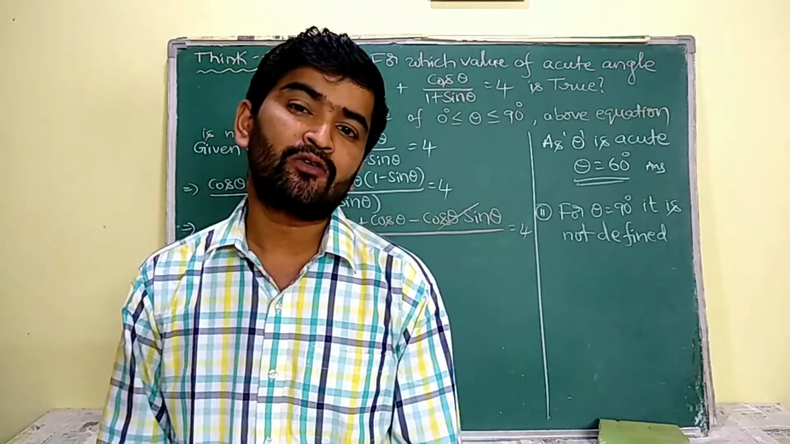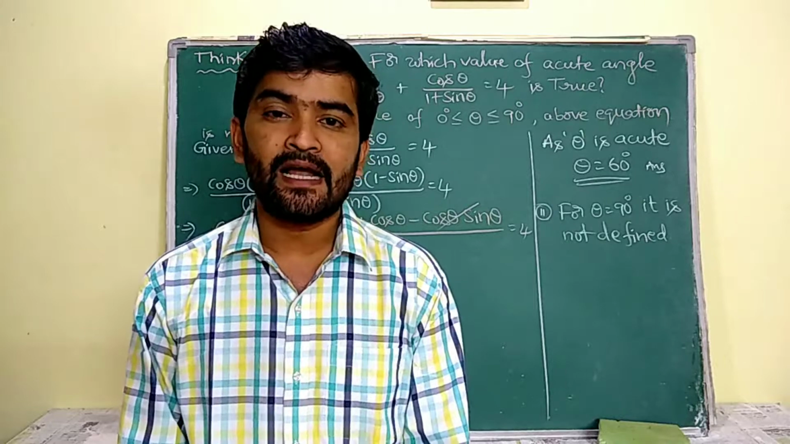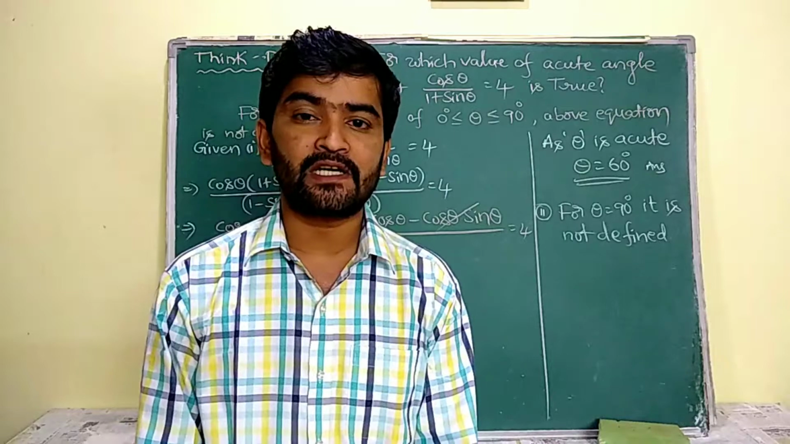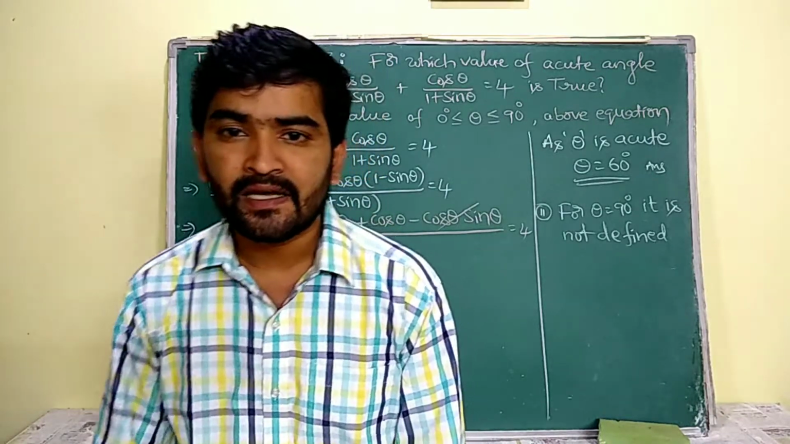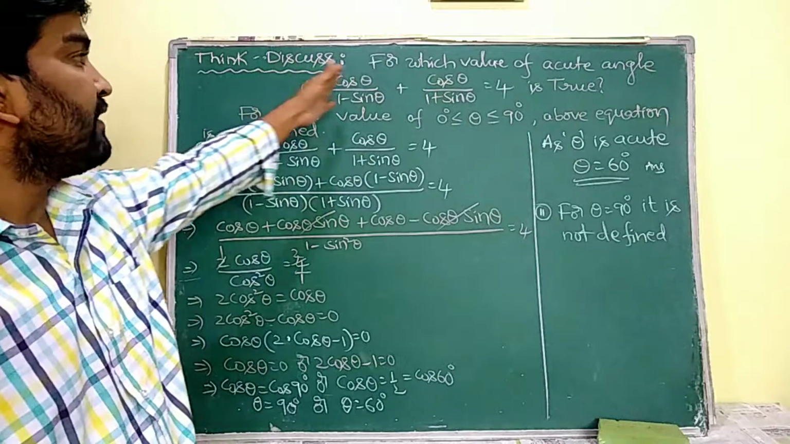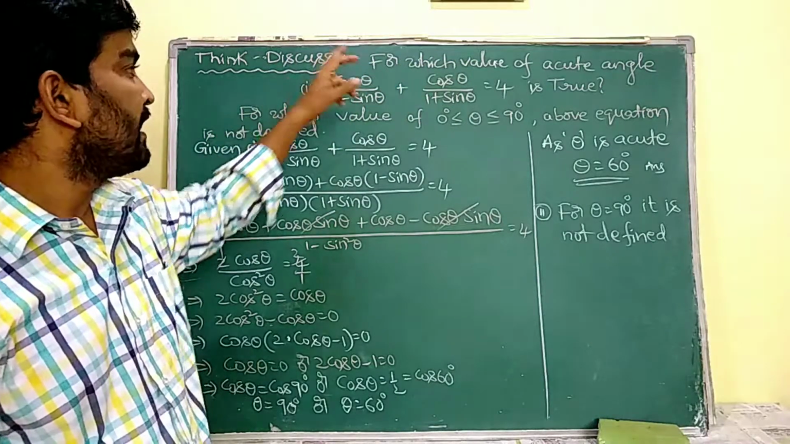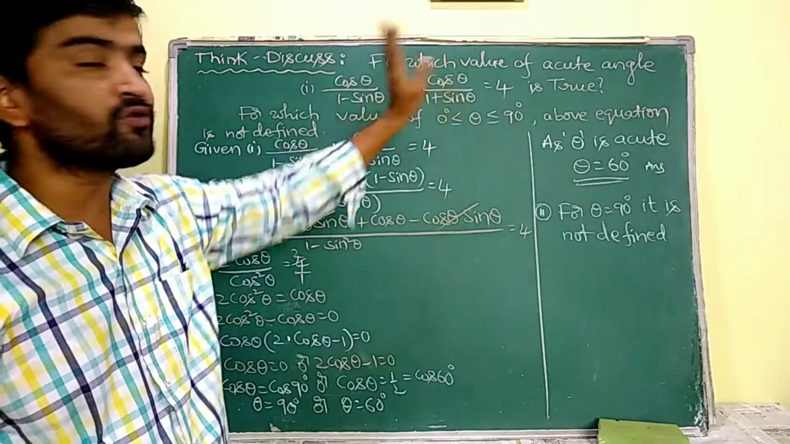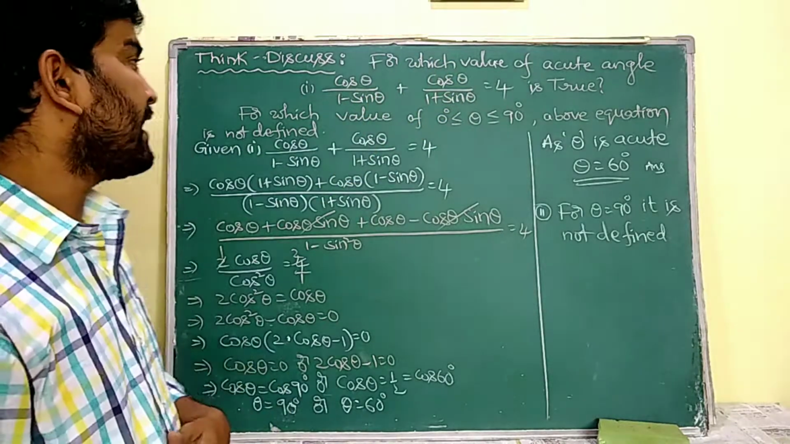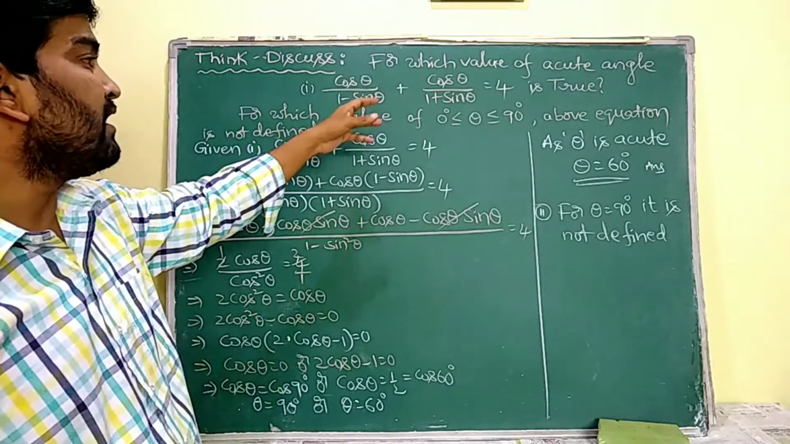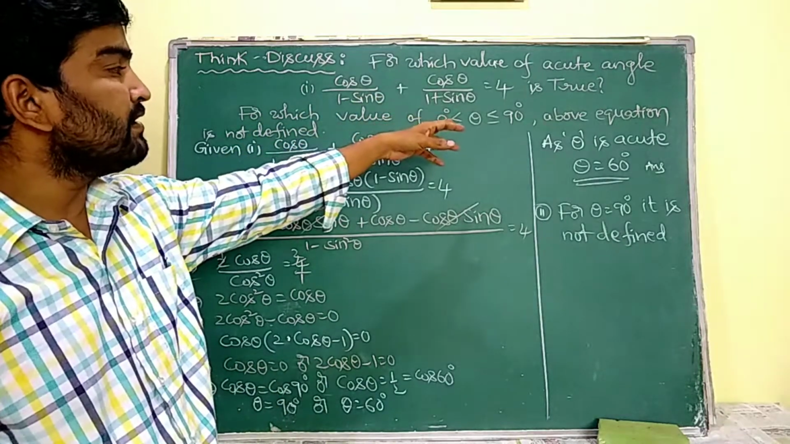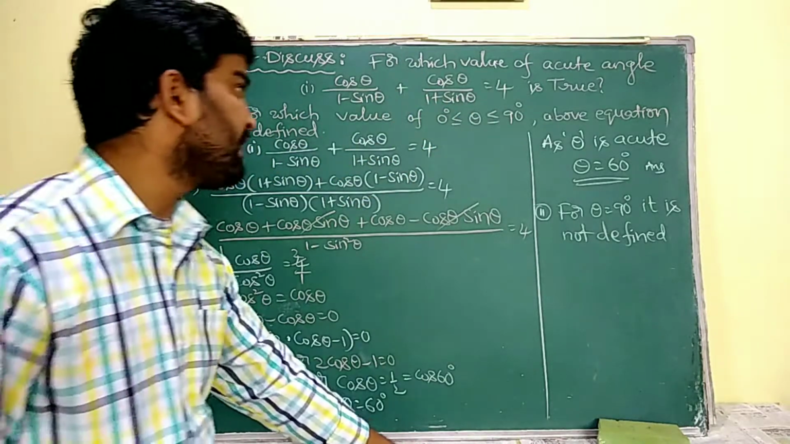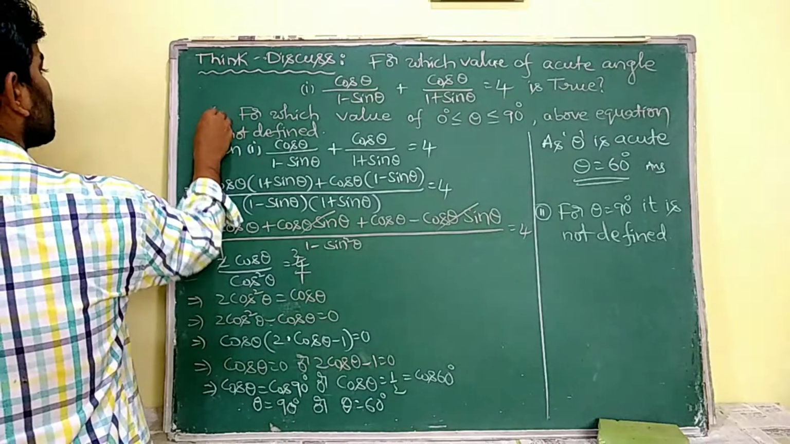Now in this video we are going to discuss the think and discuss, try this, do this examples of exercise 11.3 of the chapter trigonometry. In this, the first think and discuss asks: for which value of acute angle is cos theta by 1 minus sin theta plus cos theta by 1 plus sin theta equal to 4 true? And the second question asks: for which value of theta which lies between 0 and 90 is the above equation not defined?